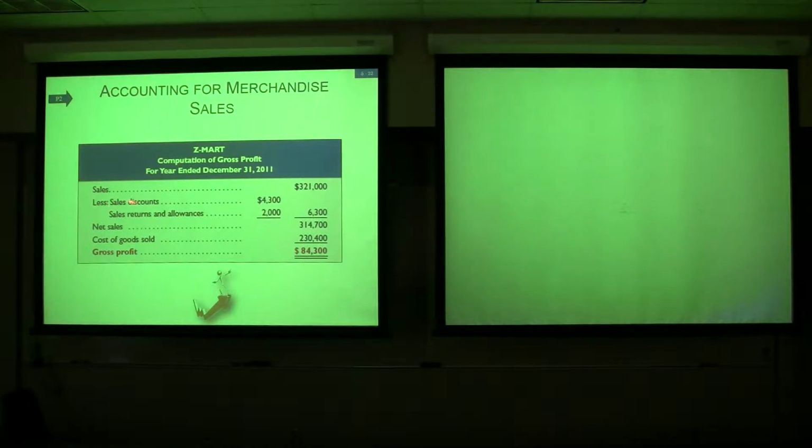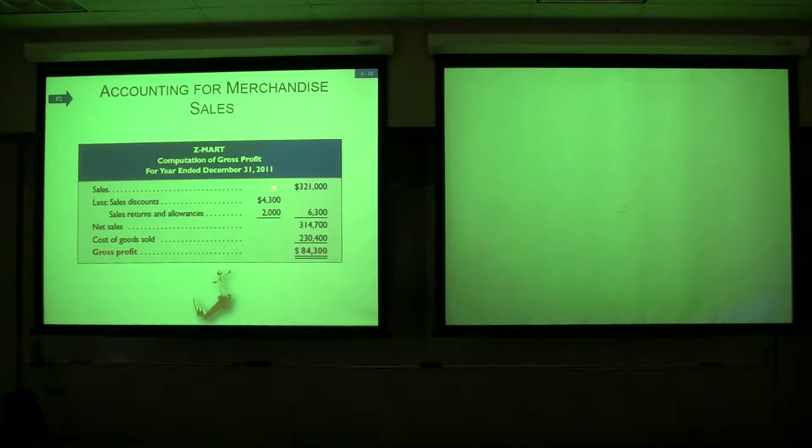Now here you have less sales discounts. Now, a purchase discount, the ones we've been talking about, is when your wholesaler offers you a discount for prompt payment. This is you offer to your customers. So these customers paid within the discount period and got a discount. Okay, that's a sales discount. So a purchase discount is between the retailer and the wholesaler. A sales discount is between the customer and the retailer. Sales returns and allowances. This is stuff your customers bring back to you.